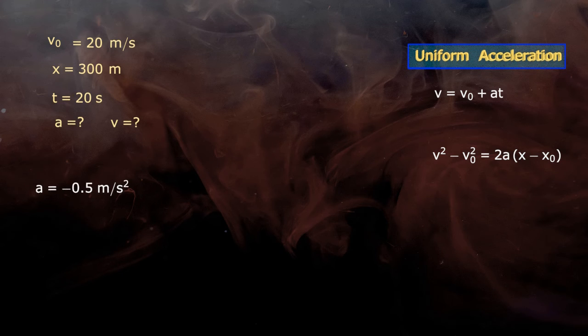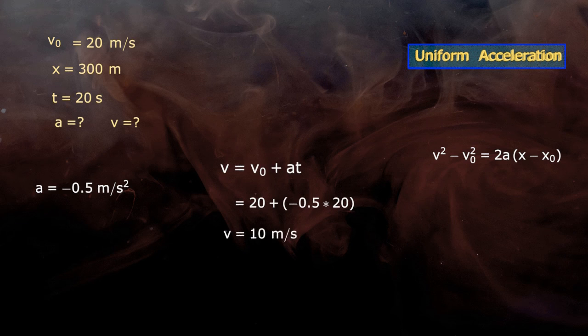Now to find the final velocity, you can use any one of the remaining equations. Both of them include v, so let's select the simple one. v is equal to v0 plus at. v0 is 20 meters per second, we just calculated a, that is minus 0.5 meters per second squared, and t is equal to 20 seconds. Put in all the values and the final velocity is 10 meters per second.